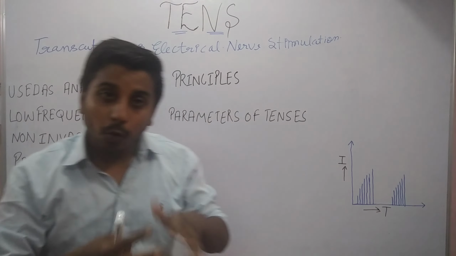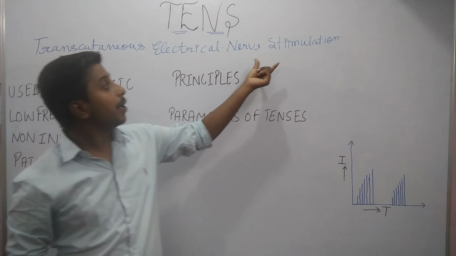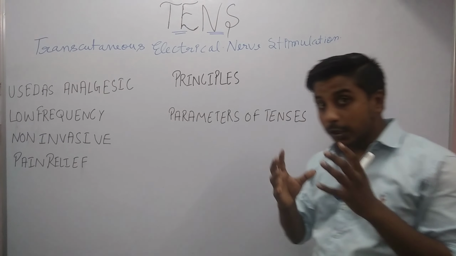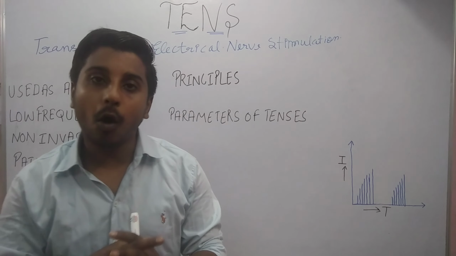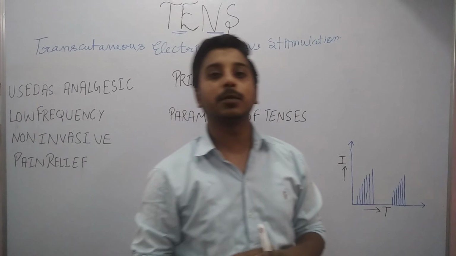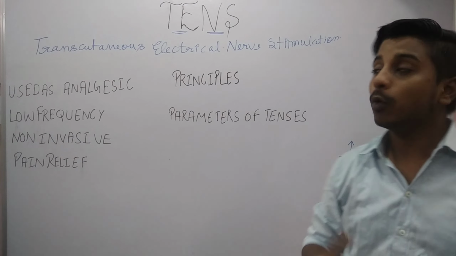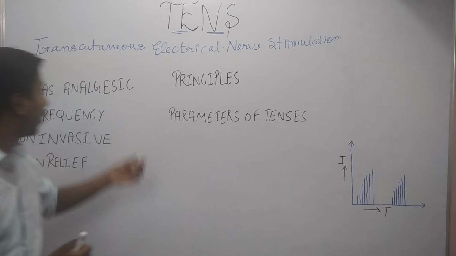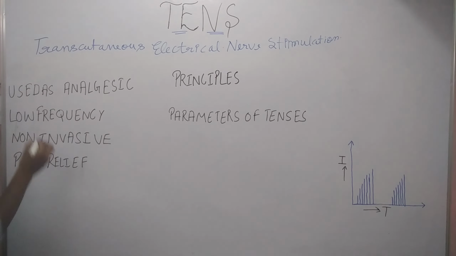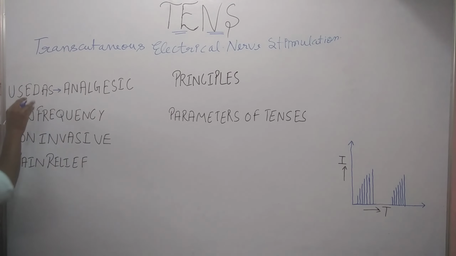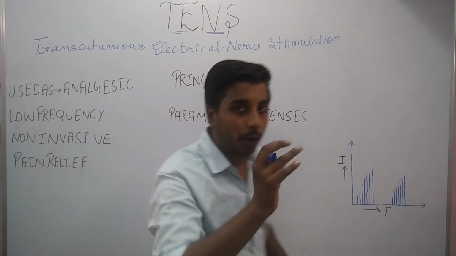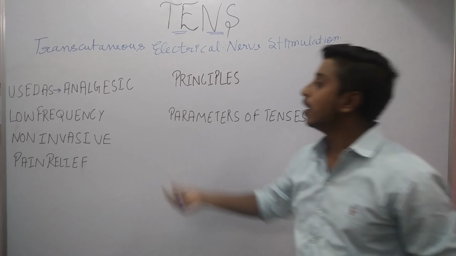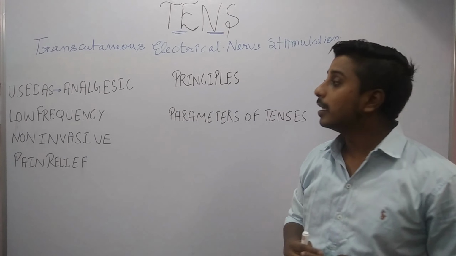Why does it pass through the skin? For the nerve stimulation. So we can simply say that TENS is a modality in which we use electric current applied onto the skin by means of various types of electrodes. And what is the use? To stimulate the nerves. Some important points related to TENS: it is mainly used as an analgesic. Pain modulation is the main use of TENS.